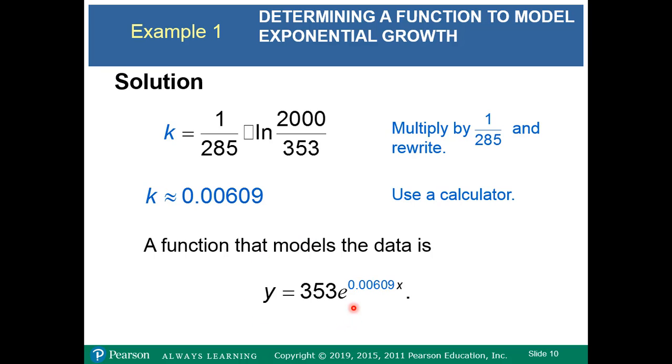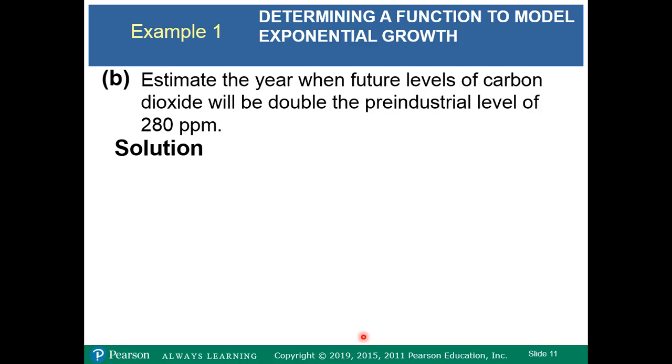And so now we've got our function. So this function models the data given. Now we're going to use this model to estimate the year when the future levels of carbon dioxide will be double the pre-industrial level of 280 parts per million, which would be 560. So when is this going to be double? Well, we're going to use 560 and then solve for x.